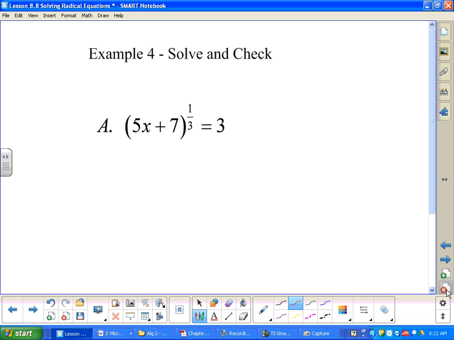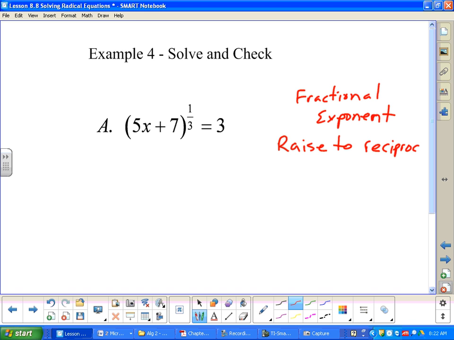Okay. If I have a fractional exponent or rational exponent, okay, we're going to raise it to the power of the reciprocal. Or I should say raise to the reciprocal of the power, or the exponent.